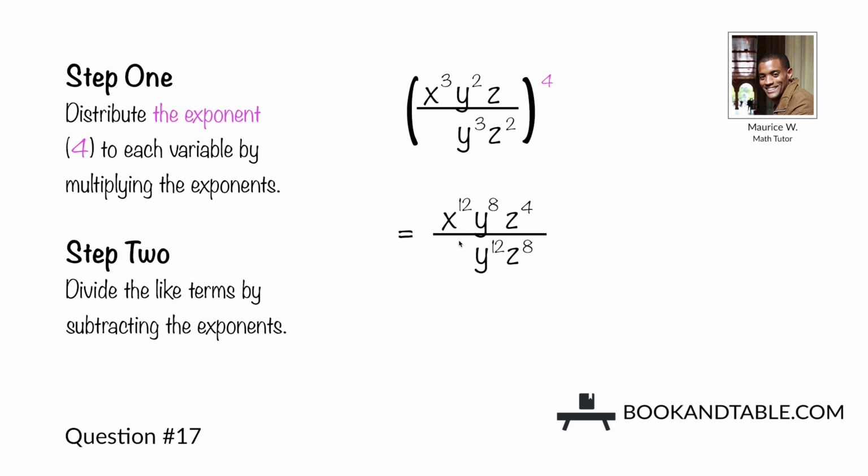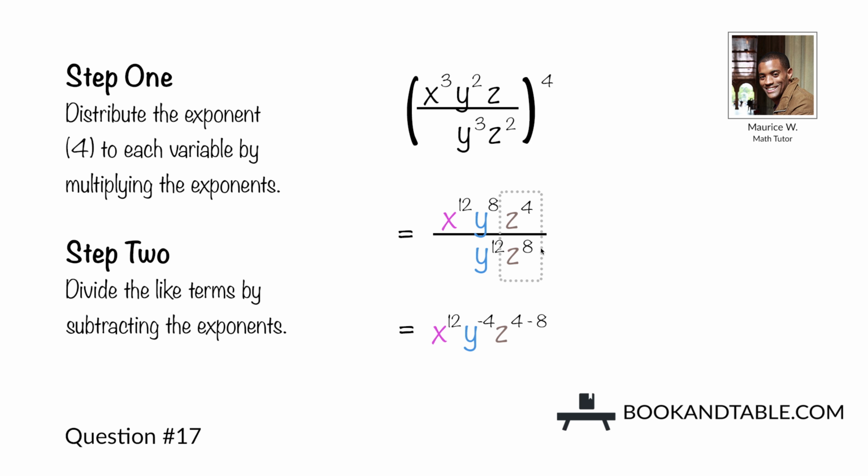So we have x to the 12th, y to the 8th, z to the 4th, divided by y to the 12th, z to the 8th. And now divide the like terms by subtracting the exponents. So we have x to the 12th in the numerator, but no x term in the denominator. So our x to the 12th remains in the numerator. For our y terms, we have y to the 8th divided by y to the 12th. You subtract the exponent in the denominator from the exponent in the numerator, giving you y to the 8 minus 12, which is y to the negative 4.